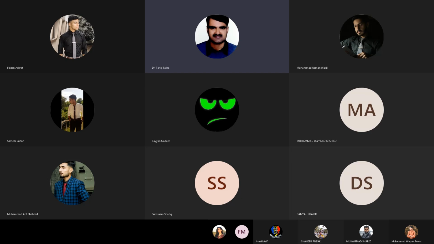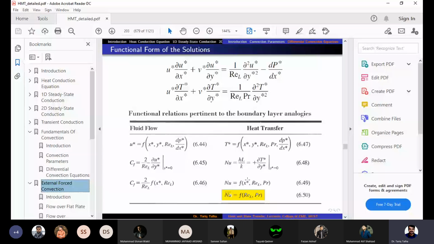Nusselt number is a function of x, where x is the distance from the leading edge of a flat plate, and then Reynolds number, and then Prandtl number. If we talk about the average Nusselt number, the x dependence is lost, and we only get the dependence of Reynolds number and Prandtl number on Nusselt number. So now in this chapter we are going to use this functional form of Nusselt number to discuss many empirical correlations in case of turbulent flow for two types of flow.